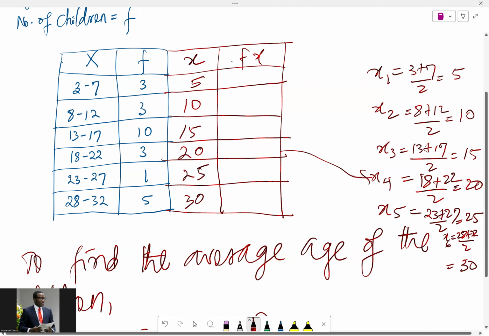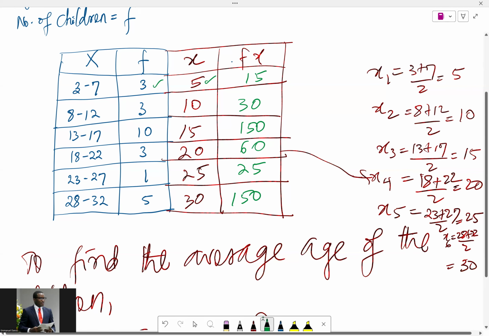So we can now do f of x. F of x is 3 times 5, 15. 3 times 10, 30. 10 times 15, 150. 3 times 20, 60. 1 times 25 is 25. 5 times 30 again is 150.